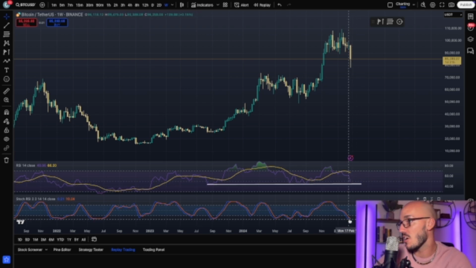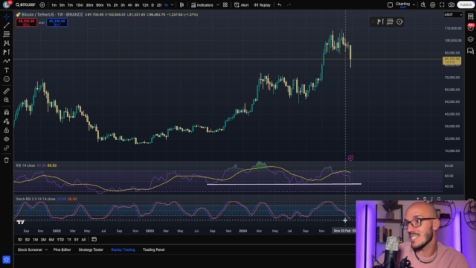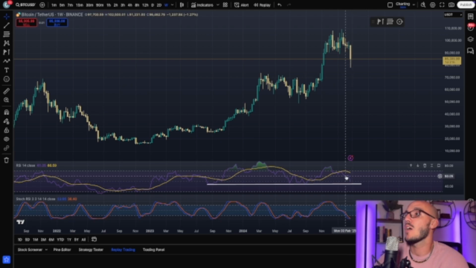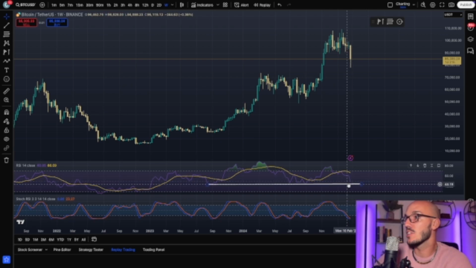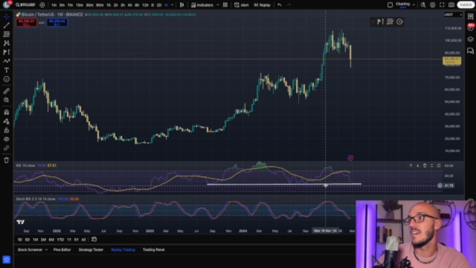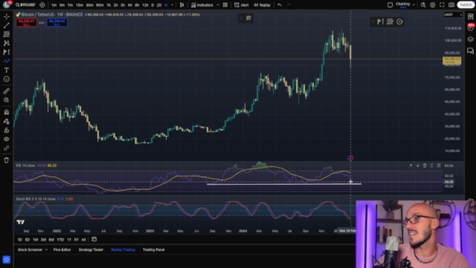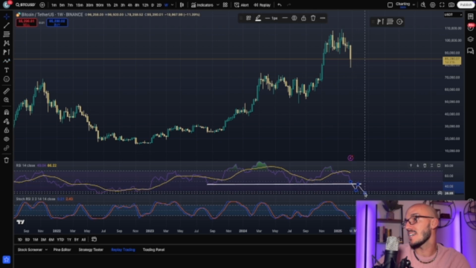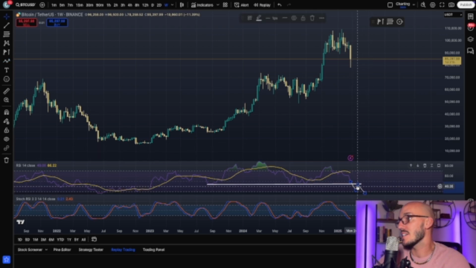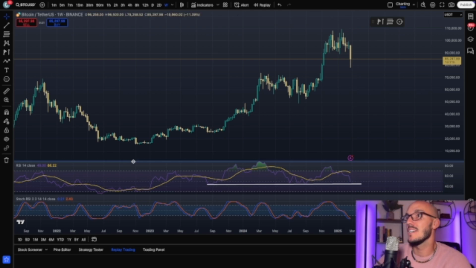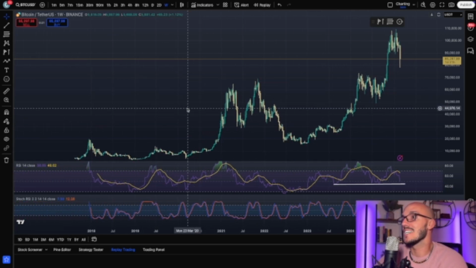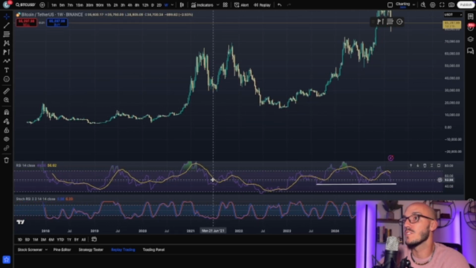The stochastic RSI is also oversold and is starting to curve to the upside. However, if the RSI loses this support line, that means that it can come down a lot further. Like it could come down, do something like this and come back down into oversold territory. That's a possibility as well. But again, in bull markets, it doesn't always have to fall down to oversold territory.